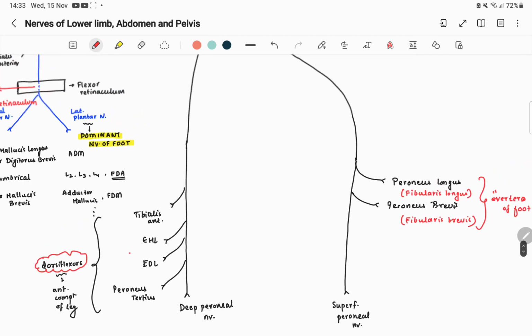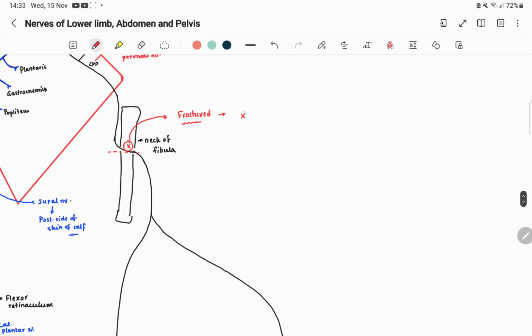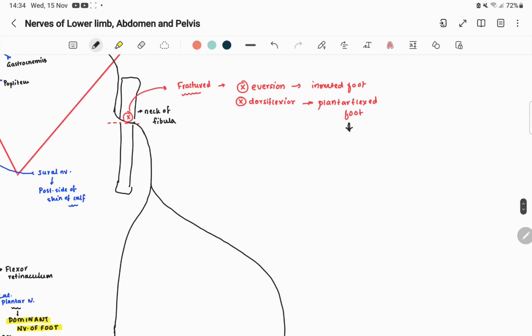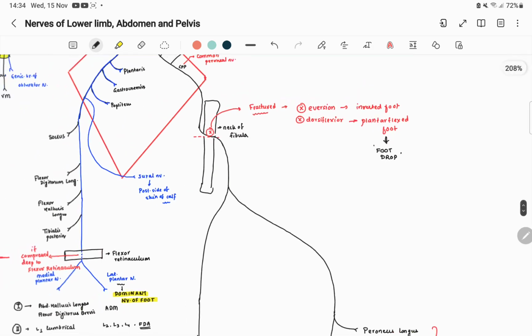So if the common peroneal nerve is injured, there will be no eversion, which will cause an inverted foot, and then there will be no dorsiflexion of the foot. So you will have a plantar flexed foot, which is also called a foot drop. As you saw wrist drop in the hand, you will observe the foot drop.